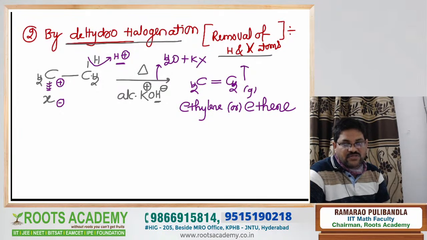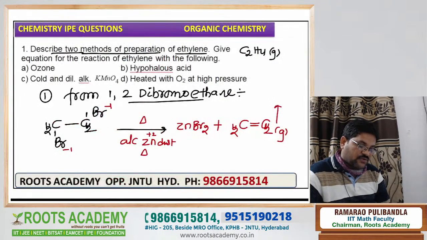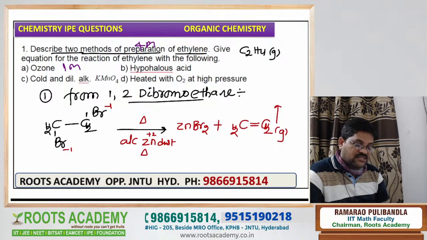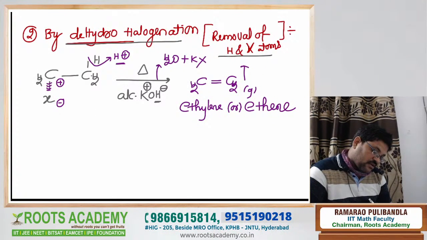This is an 8 marks question. What is the given question? Describe any two methods of preparation of ethylene. Give the reaction. This carries 4 marks and each reaction carries 1 mark. Understood?